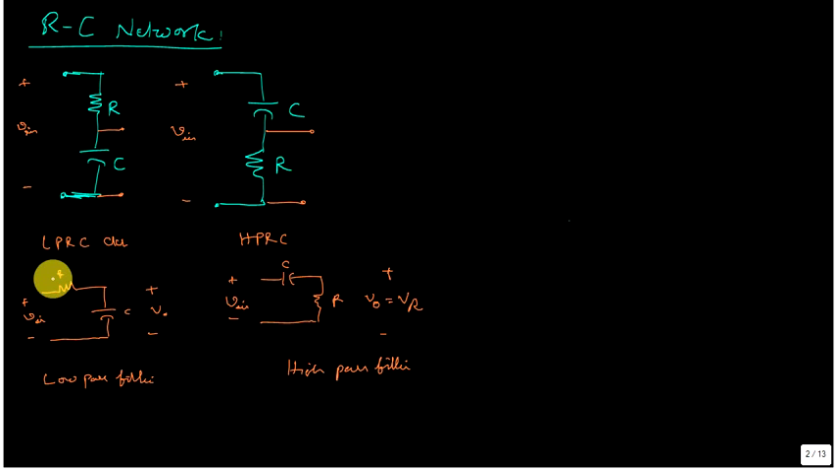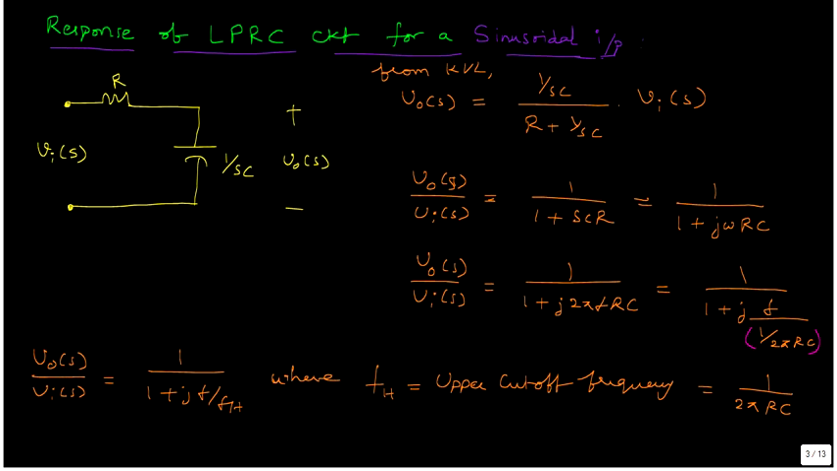So the response of the low pass RC circuit for a sinusoidal input is the next topic for us. These are the R and C elements. A sinusoidal input is an input with a single frequency f. So we are interested in the frequency response of this circuit. That's why I am considering the S domain, Vi of S and V0 of S. Resistor is the same in the frequency domain since it is frequency independent, and the capacitor C is replaced with 1 by SC in the frequency domain.